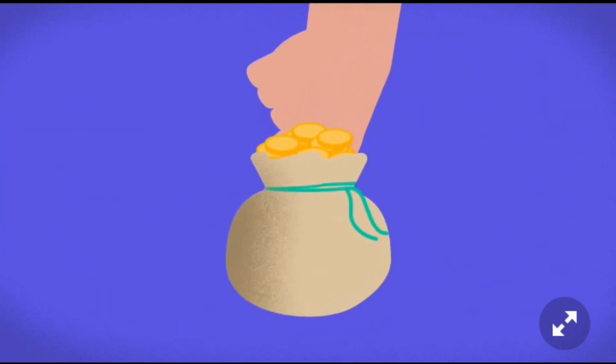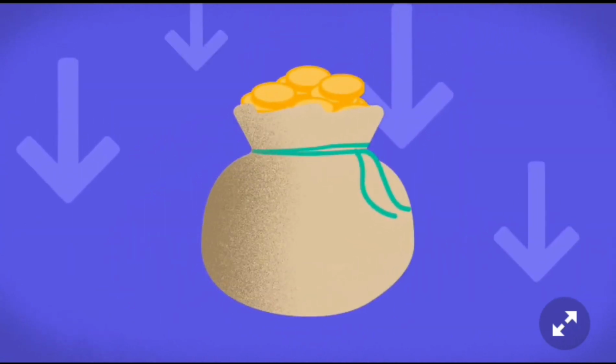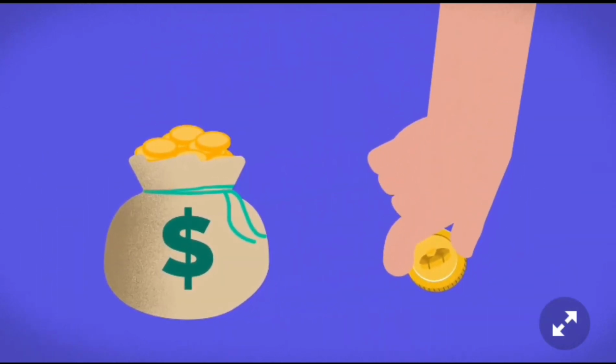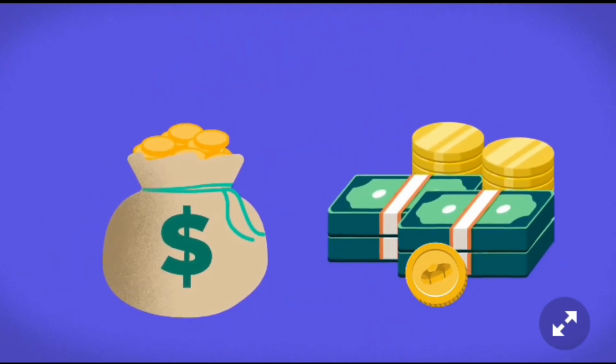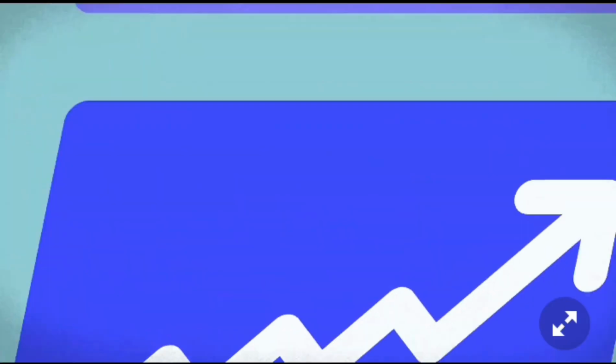Shorting, in simple terms, is the act of borrowing an asset and selling it immediately, since you believe that its price will fall, then later buying it back at a lower price and pocketing the difference as your profit. Let's now break down how a short squeeze happens by looking at this example.